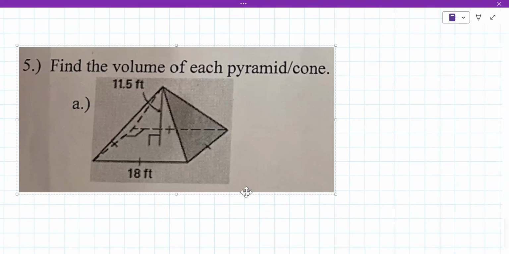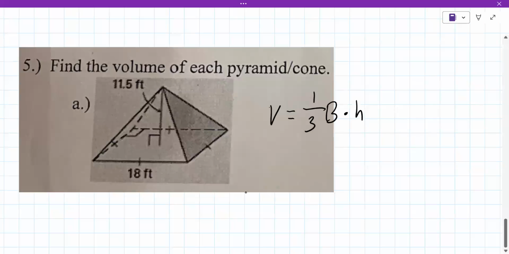It says find the volume of each pyramid. The volume of a pyramid or a cone is base times height, but it's 1/3. So you have to first find the area of the base. The base in the pyramid is what it's sitting on. You can think of it as the ground level or the floor. What shape is that on the ground level? It's a square. So we need to find the area of that square.